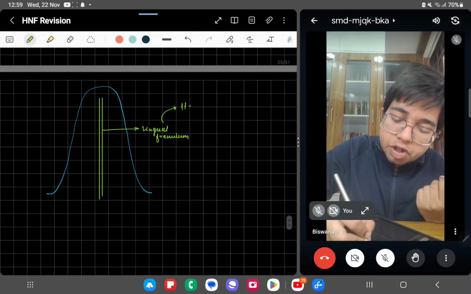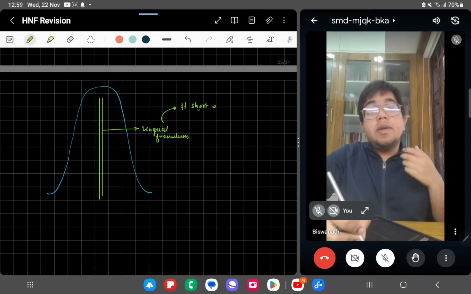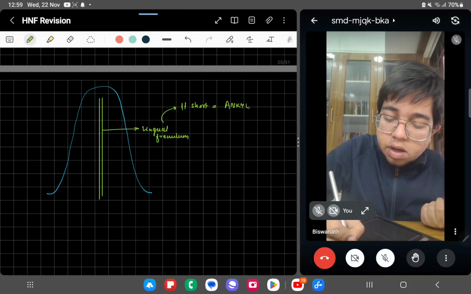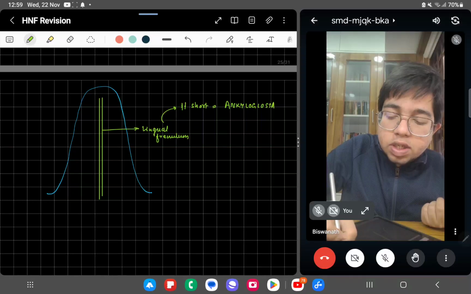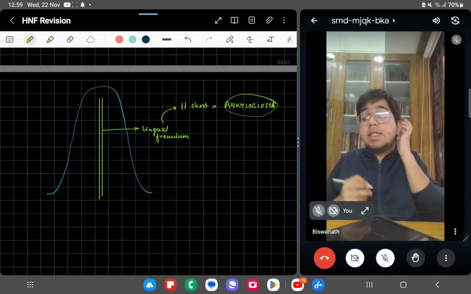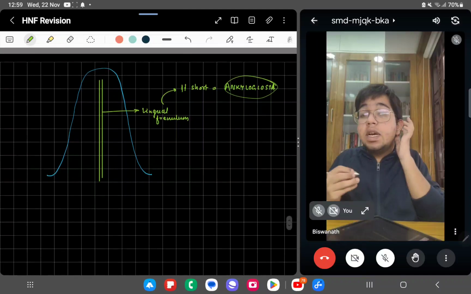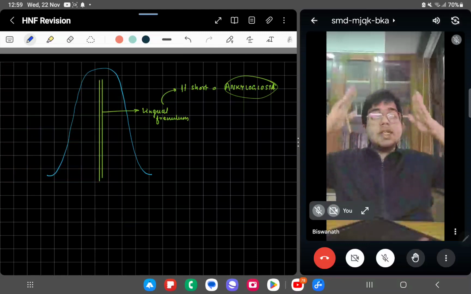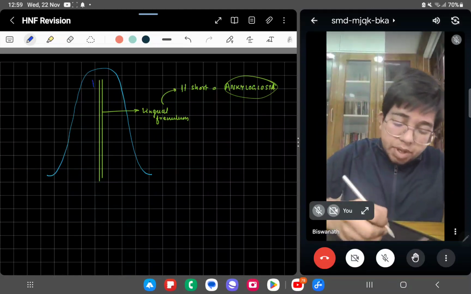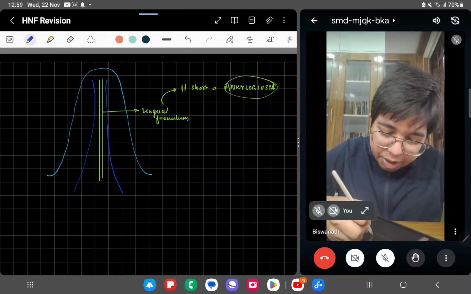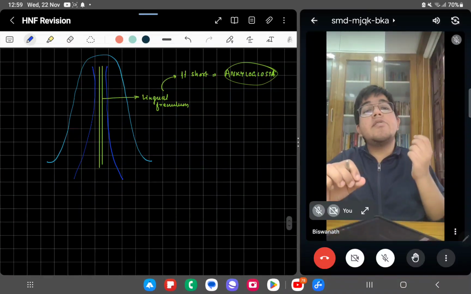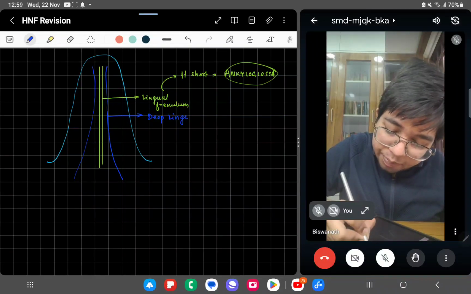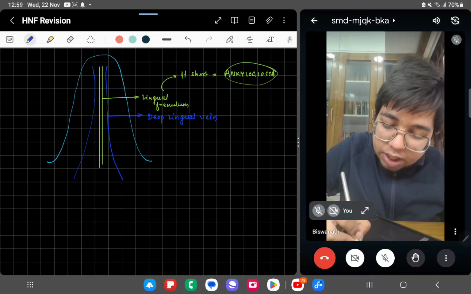If it is short, we call it ankyloglossia. The patient is having ankyloglossia, that is a tongue tied person. After this lingual frenulum, on the sides of the lingual frenulum, we have two deep lingual veins, which are the main venous drainage. The main vein of the tongue is the deep lingual vein.